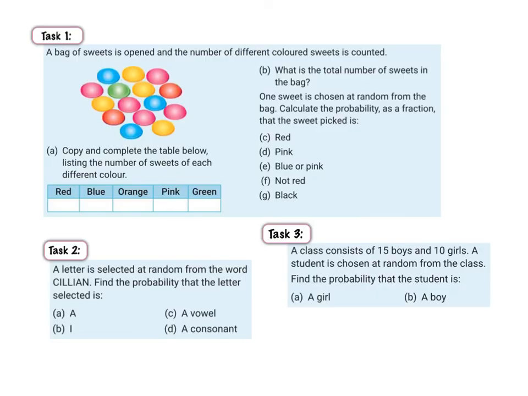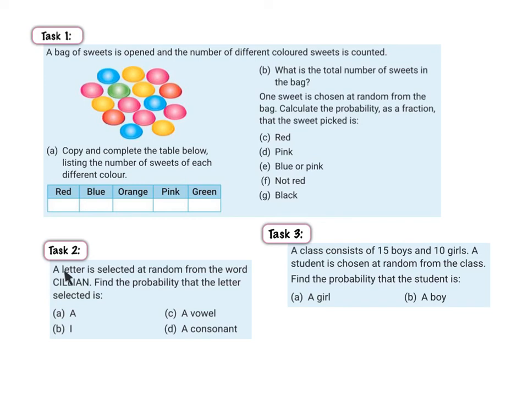Based on the previous 2 examples, see if you can find the probabilities of the events in task A, task 1, task 2 and task 3. In task 1, you've got a series of different coloured sweets. So in the boxes here, write in how many red sweets, how many blue, orange, pink, green and so on. And you base it off the colours here. And then you're going to say, well, what's the total number of sweets in the bag? If one sweet is chosen at random, what's the probability it's red, pink, blue or pink, not red or black?